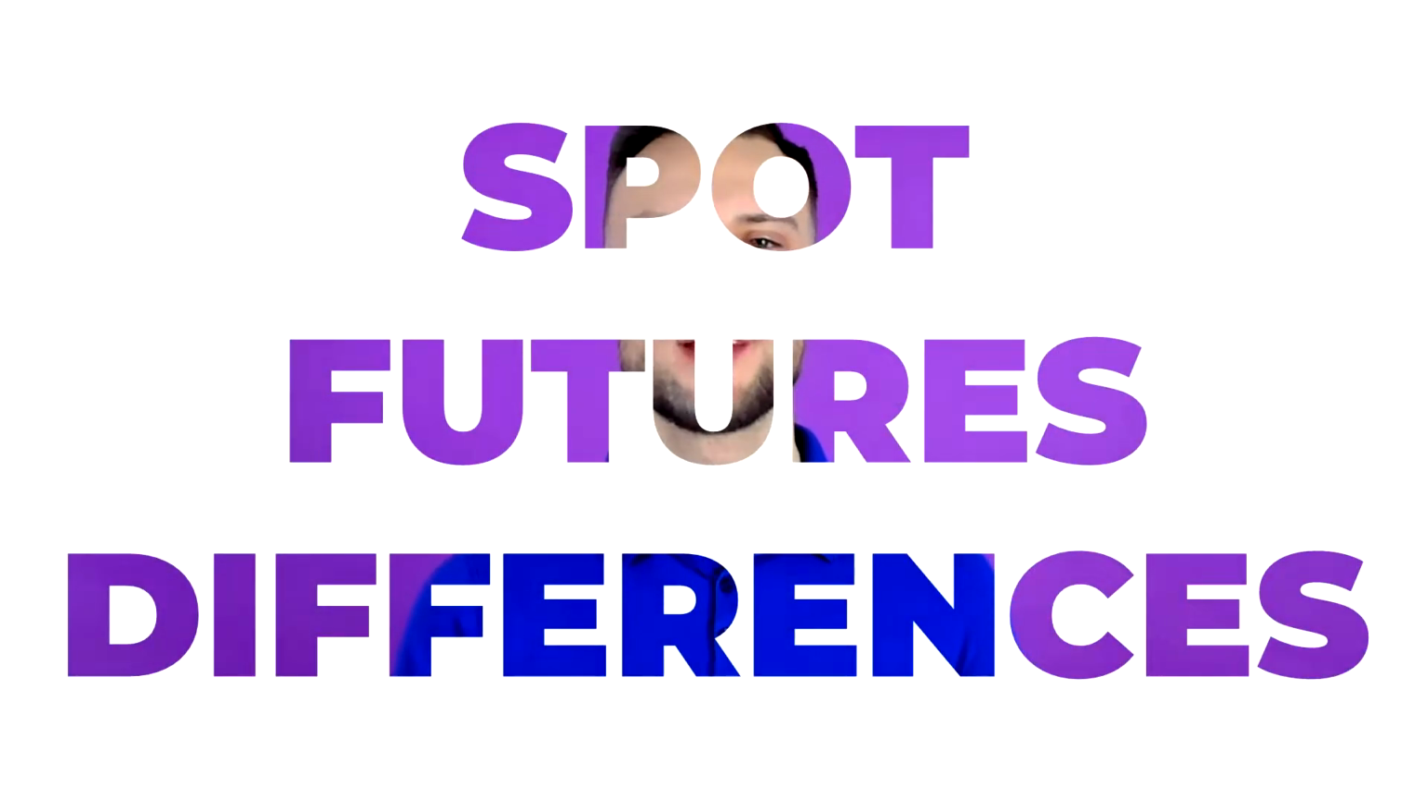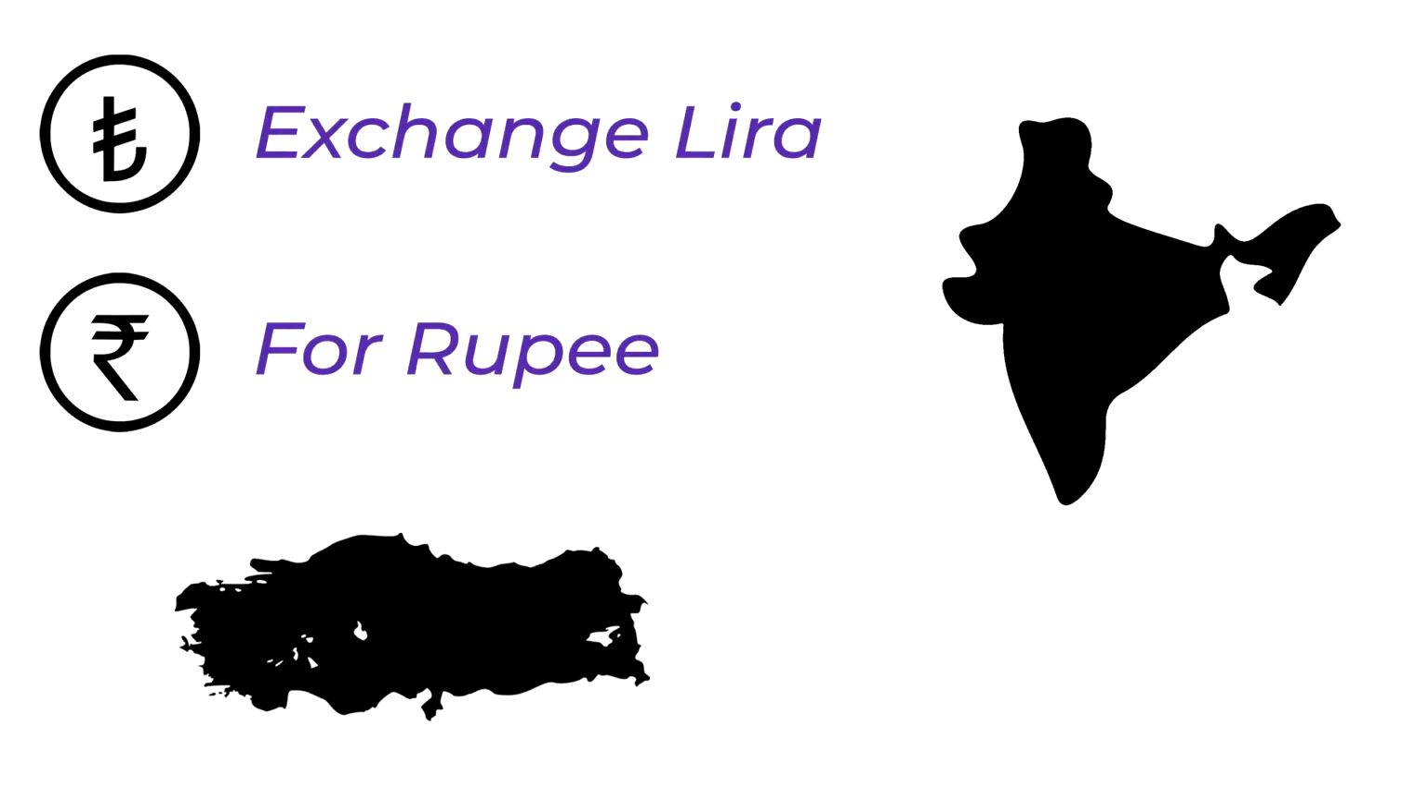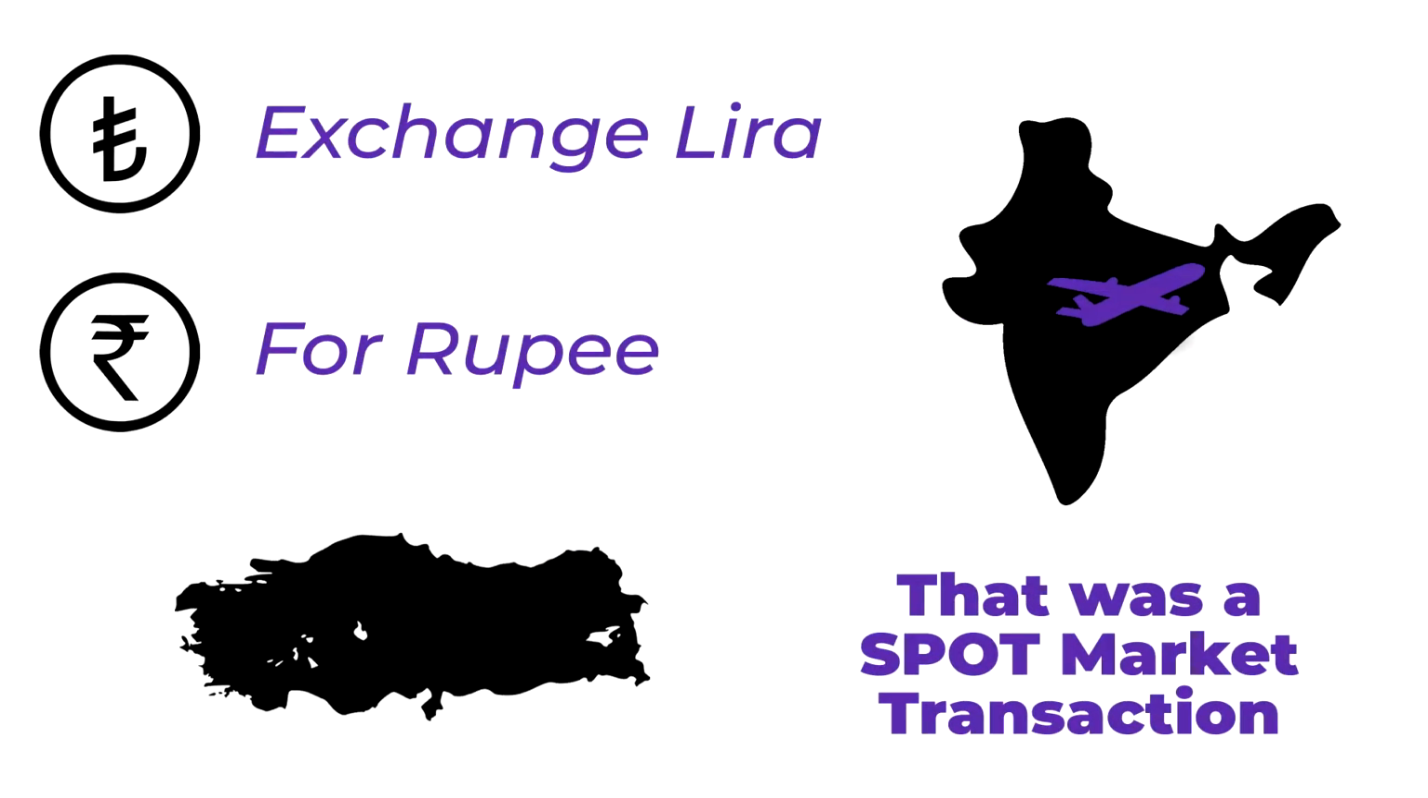Differences between spot and futures markets. I will use a simple example as an introduction. Let's say that you would like to take vacations and go from Turkey to India. You will need to exchange liras for rupees to freely spend money there. When you have your rupees in your wallet, you are ready to go. That was a spot transaction.